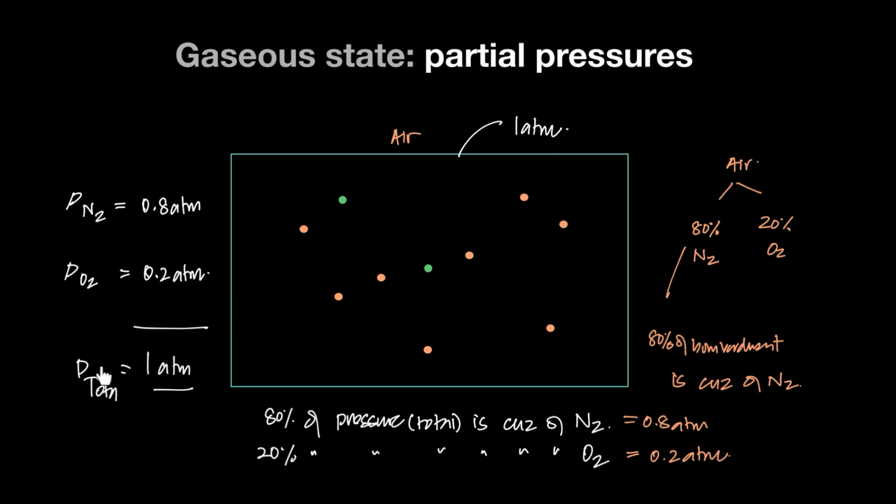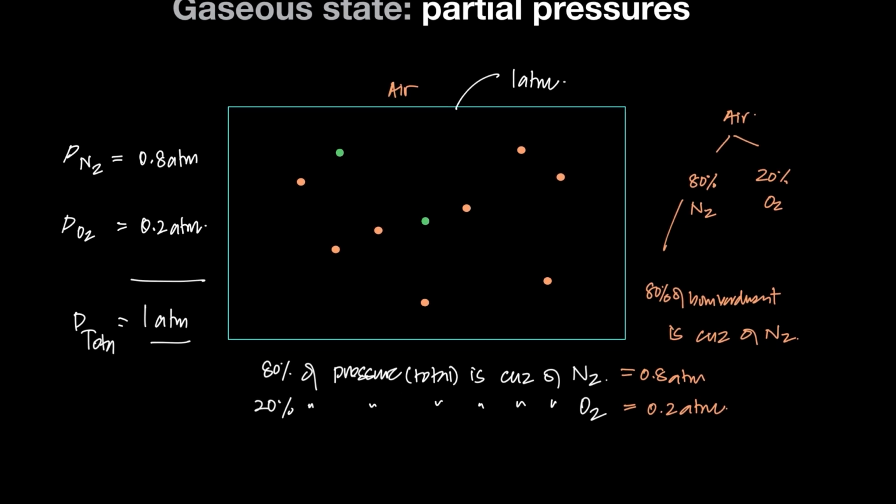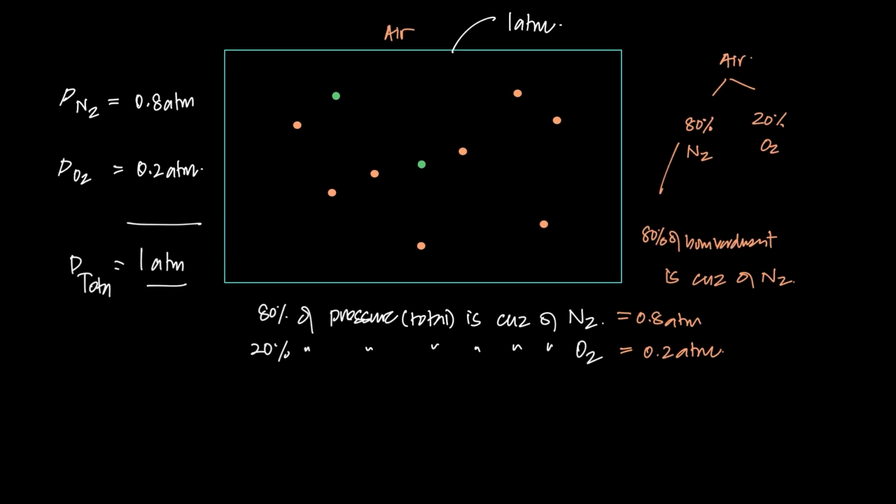And what you realize is, how did you find the individual partial pressures? It was their percentage composition times the total pressure. You see, 80% of total pressure. And that, by the way, is the formula to calculate any gas's partial pressure. Any gas's partial pressure in a whole system is what we call the mole fraction times the total pressure.